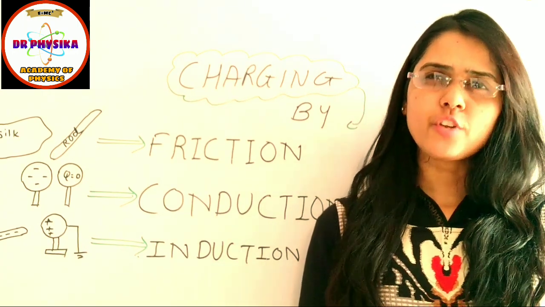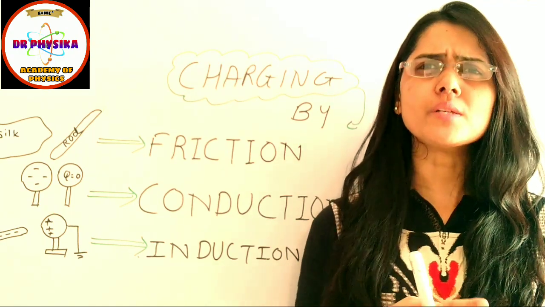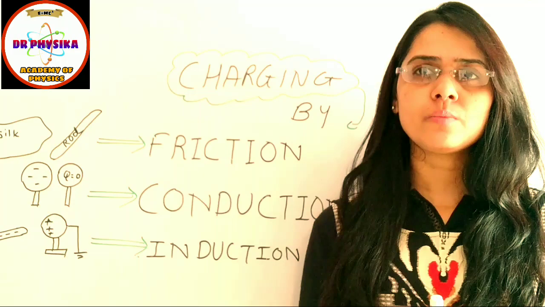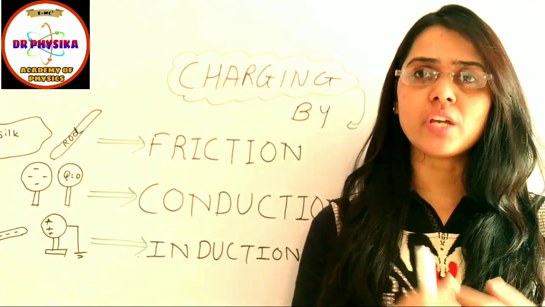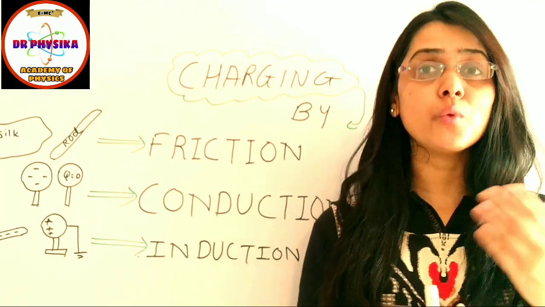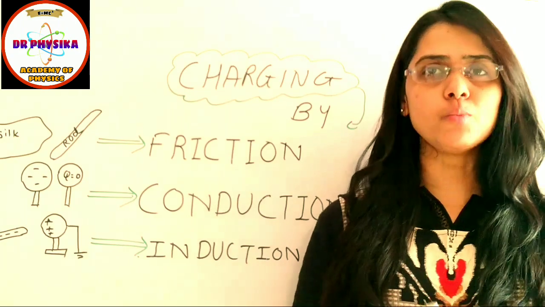Most objects are electrically neutral. This means that they have an equal positive and negative charge, each cancelling the other out. In order to charge an object, you have to alter the balance of negative and positive one way or the other. There are three ways to charge an object.